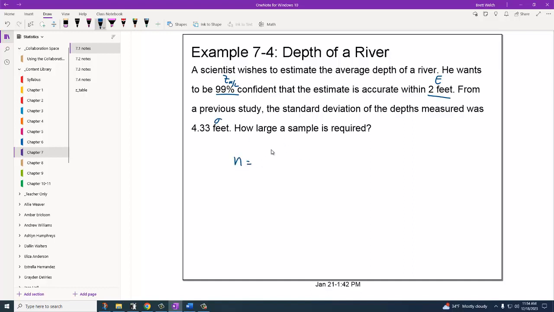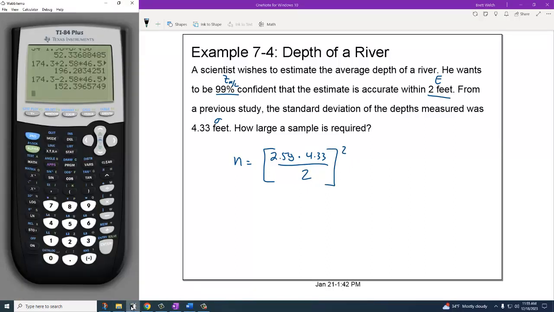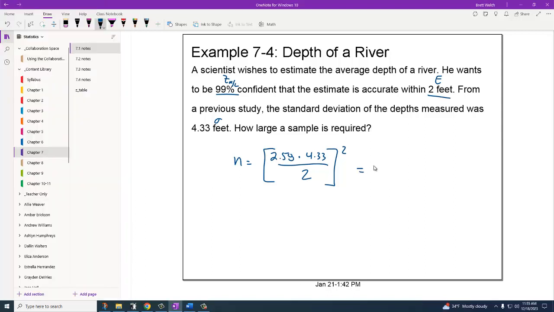So the formula says that n equals z of alpha over 2. For 99%, it's 2.58. We multiply that by the standard deviation of 4.33, and that's all divided by the error of 2, and that's squared. So a simple calculation: 2.58 times 4.33 divided by 2, and then we raise that to the second power, and we get 31.2. Now I'm always going to round this number up to get an extra sample, so I'm going to say 32 is the number of samples we would need to take.